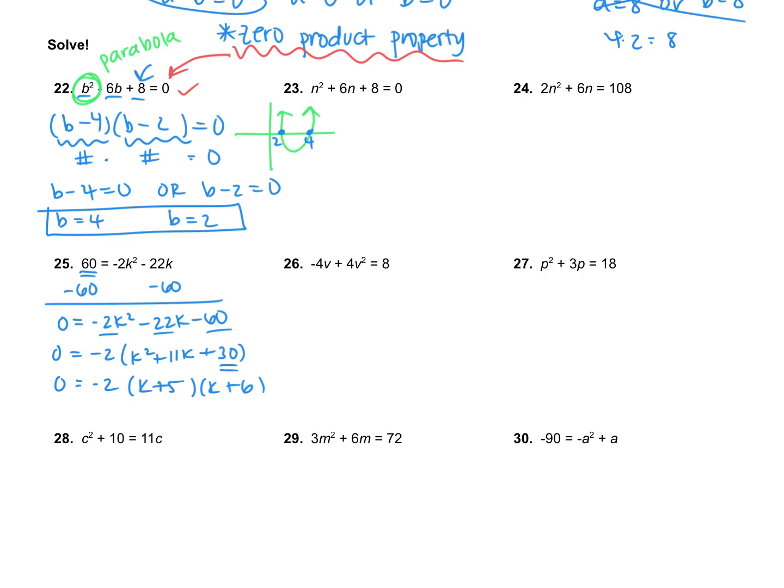Okay, so we set both equal to 0. K add 5 equals 0. K add 6 equals 0. So that means that k is equal to -5 or -6. So again, those are the only values that make this equation true. These are the only two numbers that make this equation true. And then if we were to look at our graph, this is where our graph crosses the x-axis.